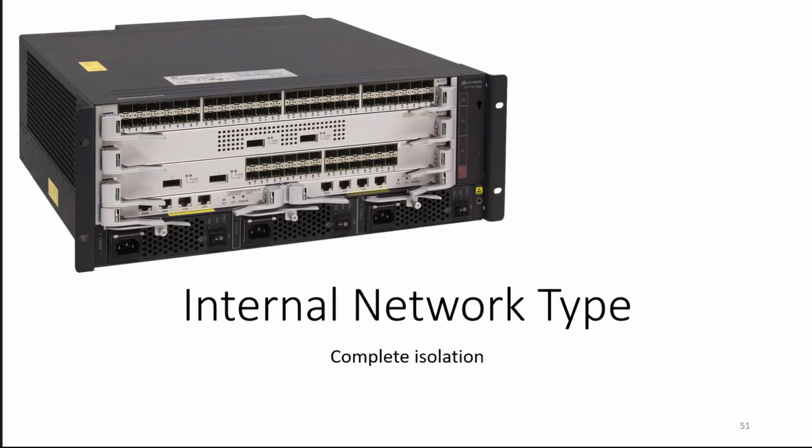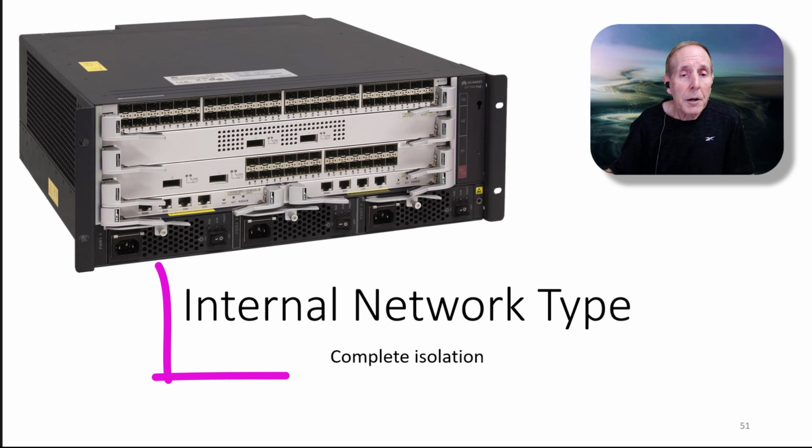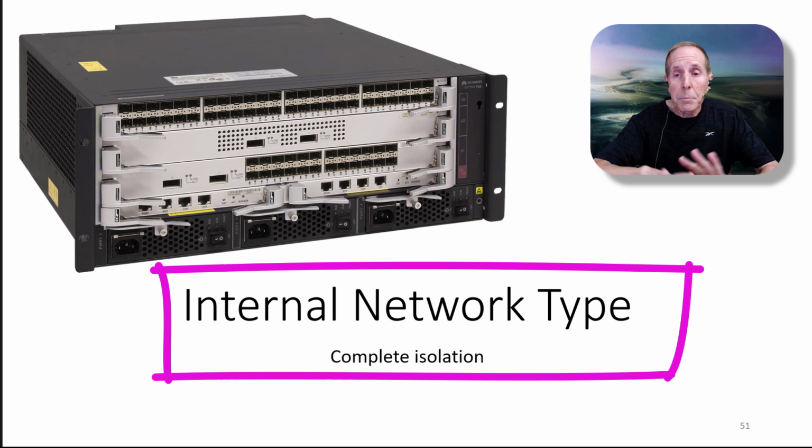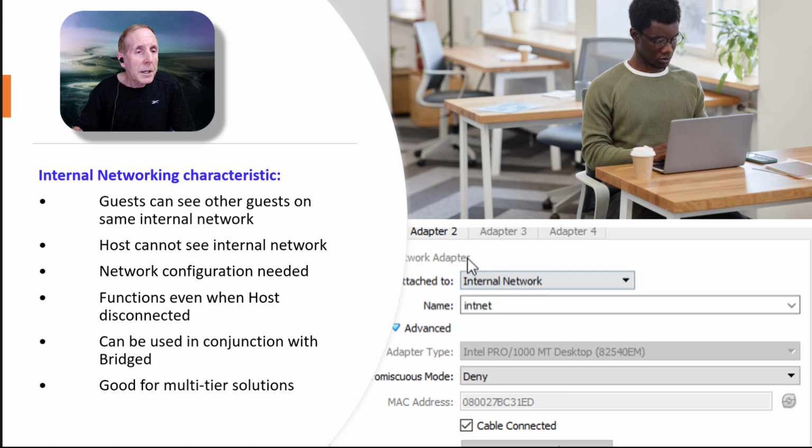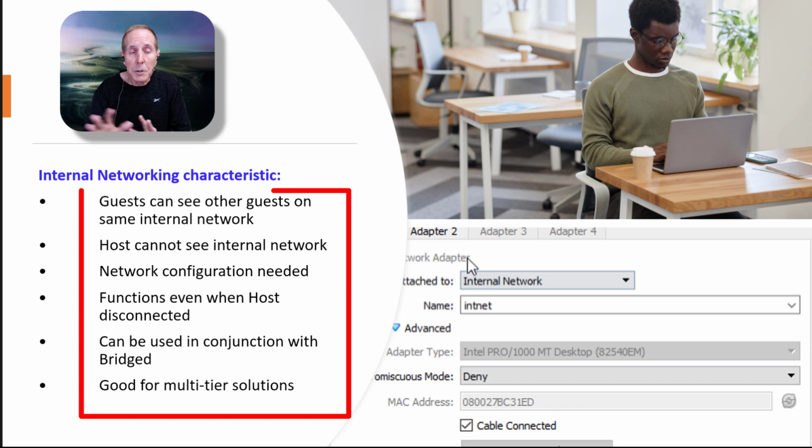Now, another network type is called internal network type, and it gives you the ability to build an entire network, but with complete isolation from the production network. In an internal network type, all the guests can see each other. Hosts cannot see the internal network. Even the host is isolated. Network configuration is needed. This is great for multi-tier solutions, and anytime you want to do an isolated lab environment, completely isolated from your production environment.